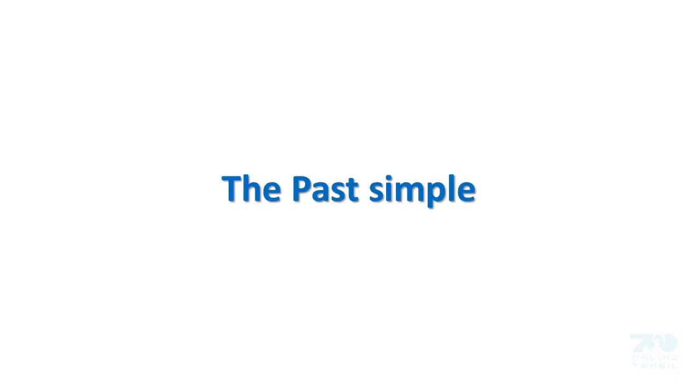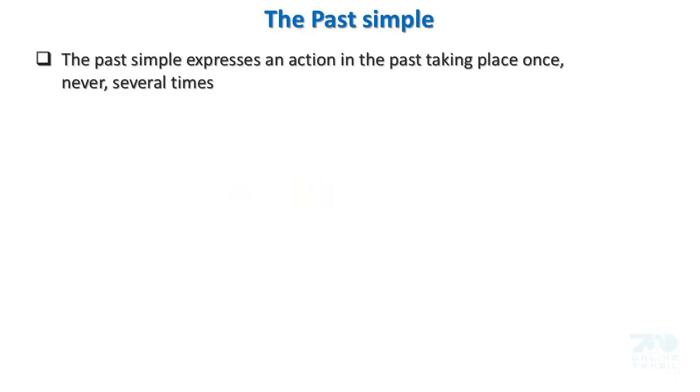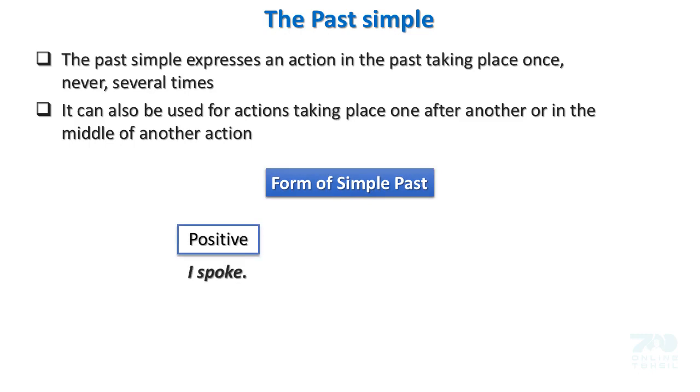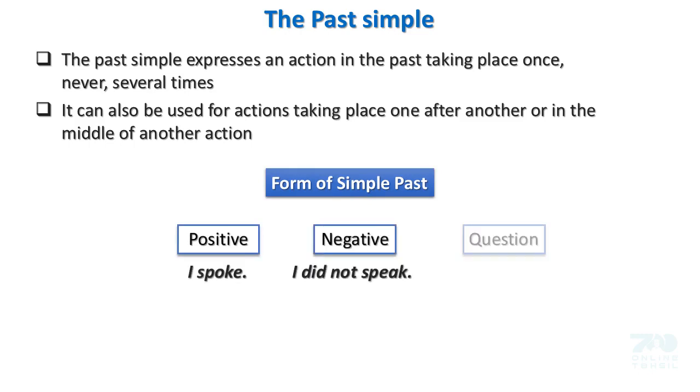The past simple. The past simple expresses an action in the past taking place once, never several times. It can also be used for actions taking place one after another or in the middle of another action. Form of simple past. Positive: I spoke. Negative: I didn't speak. Question: Did I speak?